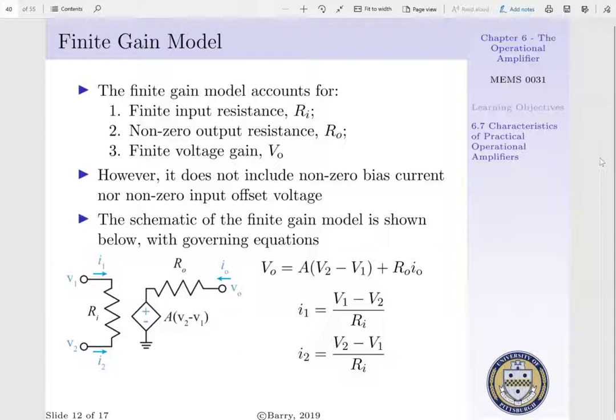Our output voltage, V sub O, is equal to A, the gain of our VCVS, times the quantity V2 less V1, plus R naught I naught. R naught is our non-zero output resistance, and I naught is our output current. I1 is given by Ohm's law to be V1 minus V2 per R sub I, and I2 is given via Ohm's law as V2 less V1 per R sub I.